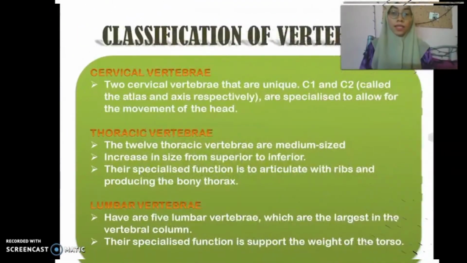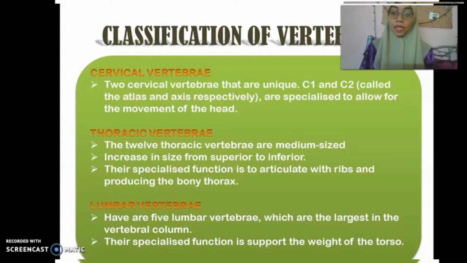Next is the classification of the vertebra. There are 5 classifications of vertebra. The first is the cervical vertebra. The cervical vertebra has 7 spinal columns, C1 until C7, and it has two unique and special vertebrae, which are C1 and C2. C1 is the atlas and C2 is the axis, and their function is to allow for the movement of the head.